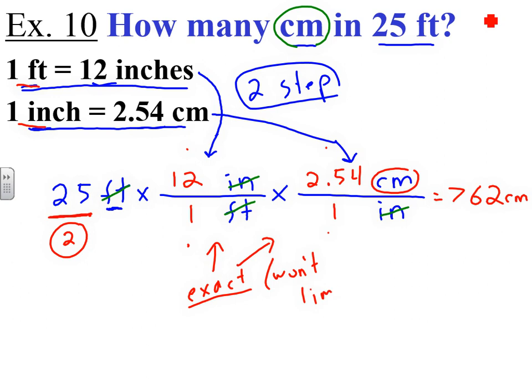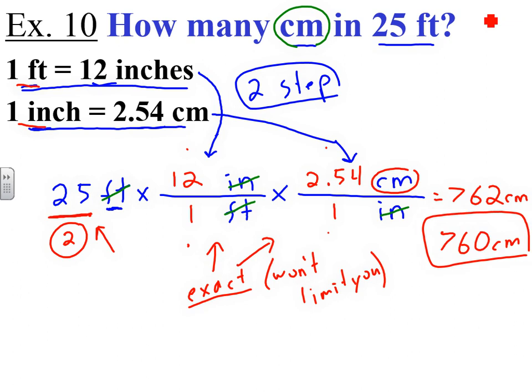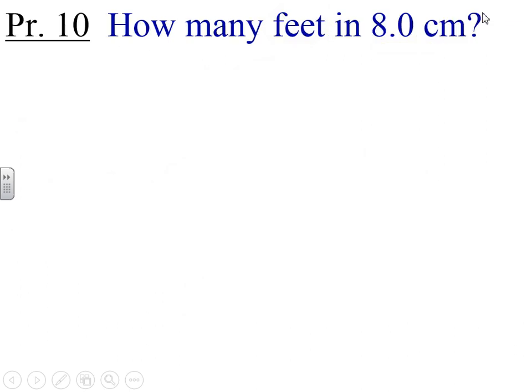So you will actually be limited by the number you begin with, which is 2 significant figures. So actually this gets rounded down to 760 centimeters. And that is your answer. Circle it and put it down. Go ahead and try practice problem 10 on your own. In this case, it's a 2-step, just like I did with you. So try this on your own.